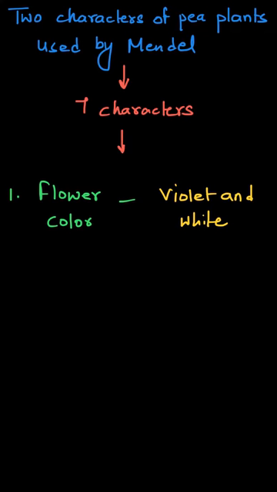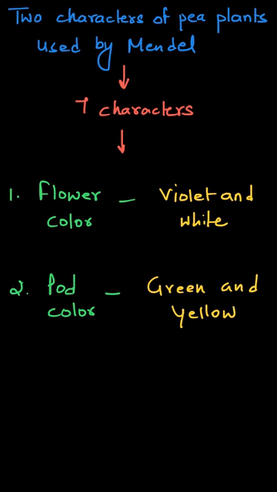And the second character that we can say here will be the pod color. Now the pod color is also very specific, and the colors are green and yellow. Pod is basically the part where the beans are present, or we can say where the pea is present, and that is what we call the pod. So these are the two characters, flower color and the pod color.